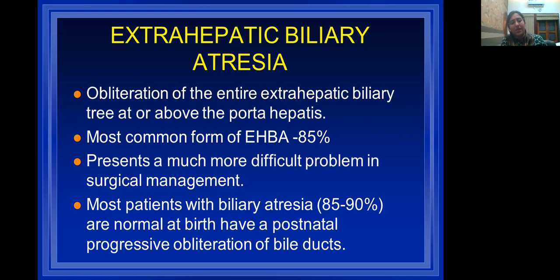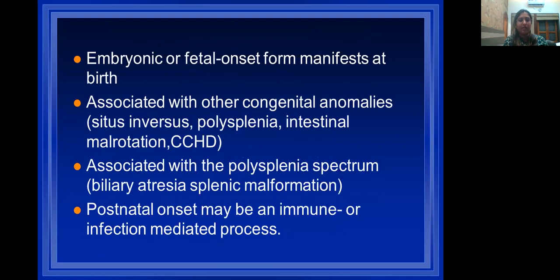Now, basically, EHBA is of 3 types. It is fetal, then there is neonatal, and the third presents a much more difficult problem in surgical management. Most patients with biliary atresia, that is 85 to 90%, are normal at birth and have a postnatal progressive obliteration of bile ducts. The embryonic or fetal onset form manifests at birth.